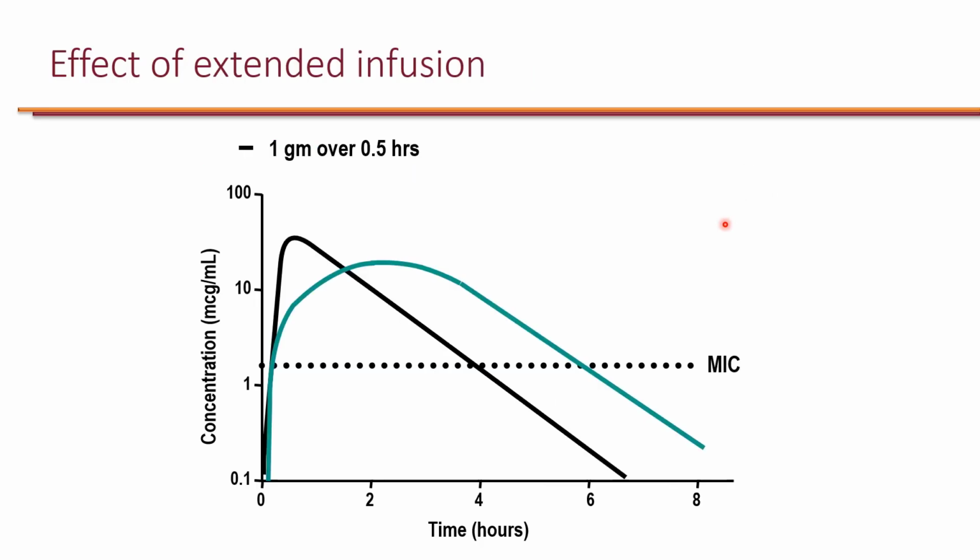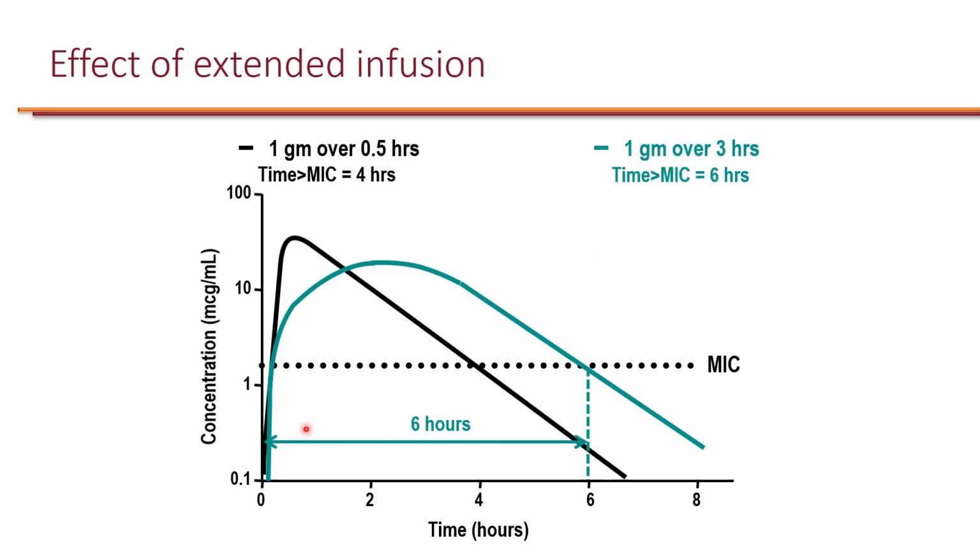So normally cefepime is dosed over a 30-minute period, which gives you that 4-hour time above MIC for each dose. And if we were to infuse this instead over a 3-hour period, it actually increases the time above MIC without increasing the dose or the frequency.